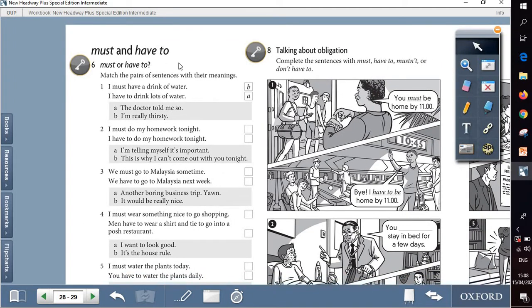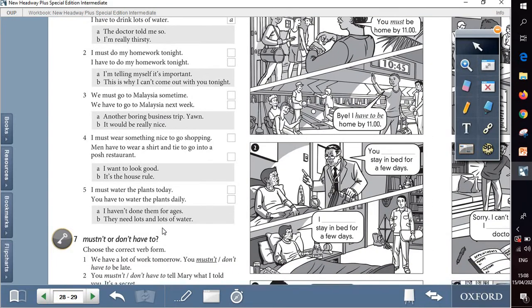Question 6 is about must and have to. And we already explained the difference between must and have to. We said that they both express obligation, but there is a difference in terms of use and in terms of form, of course. So match the pairs of sentences with their meaning. Here we have a pair of sentences and down we have the meaning, so we are going to match each sentence with its meaning. And we have 5 examples.